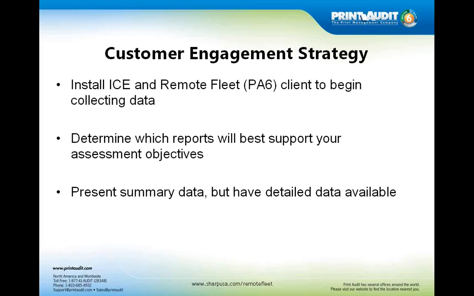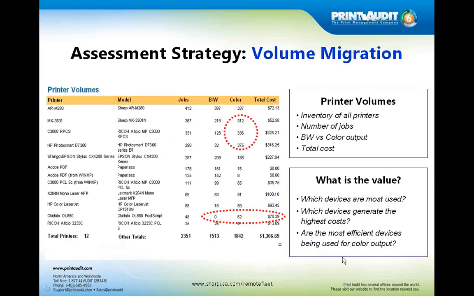That means determining which reports will best support your assessment objectives, and presenting this summary data in a simple way, not in a way that overwhelms your customer with information, but just give them a few good graphic reports that show what their environment looks like. Have the detailed reports to back up that data. So if the graphic report shows the average printing in the environment, then you have the detailed report supporting those averages in the background, so you can see which user is printing exactly how much, that kind of thing. Now, as far as assessment strategies, there's volume migration.